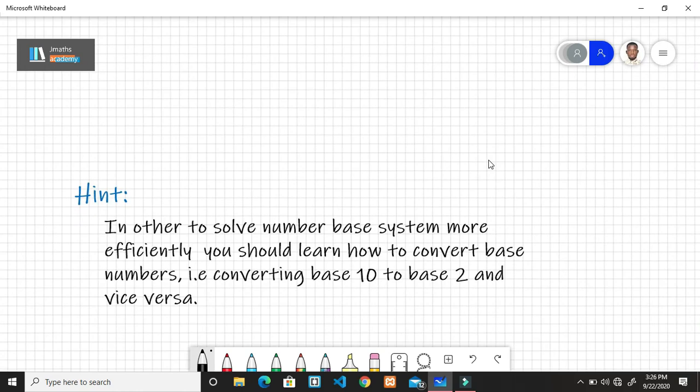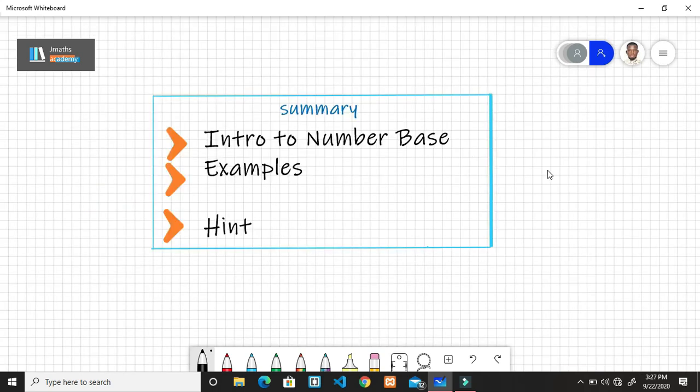For today's hint, in order to solve number base problems more efficiently, you should learn how to convert base numbers. That is, converting base 10 to base 2 and vice versa. And lastly, what we did in today's class, we discussed the introduction to number base, then we solved some examples, and I gave you a hint on number base.